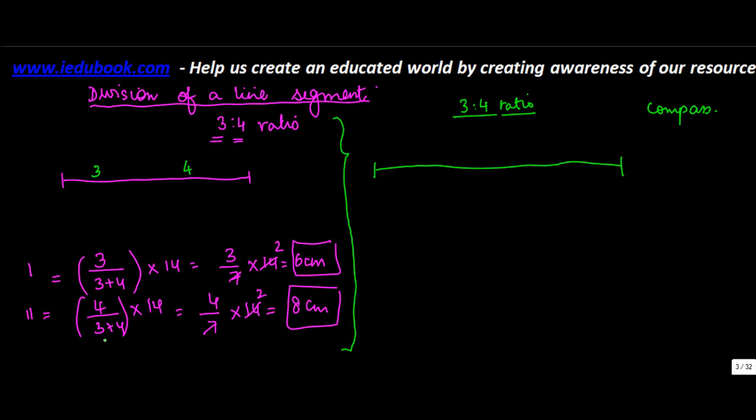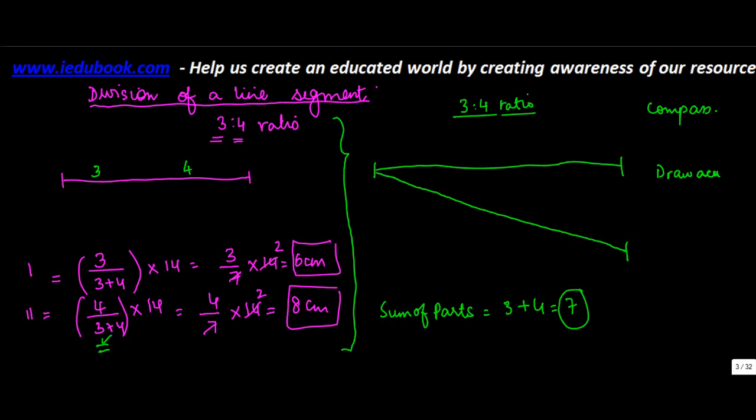So again, just like you did in this case, what you need to find out is the sum of parts. What you did here in the denominator. So it is 3 plus 4 is equal to 7. Okay. Now what next? You place your compass. Okay. Step 1, draw an acute angle at bottom.